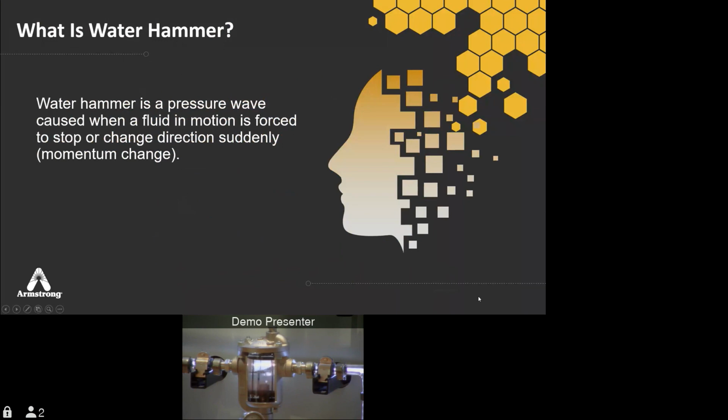Okay, so water hammer is a pressure or energy wave that's created when you have a fluid in motion undergo a sudden change in direction or speed. That should say velocity or momentum change.